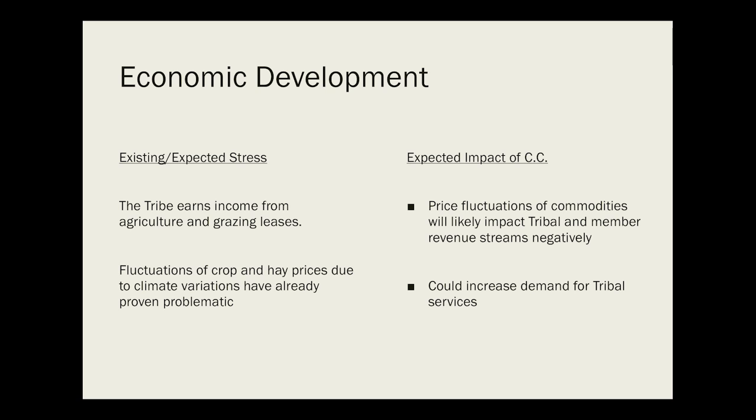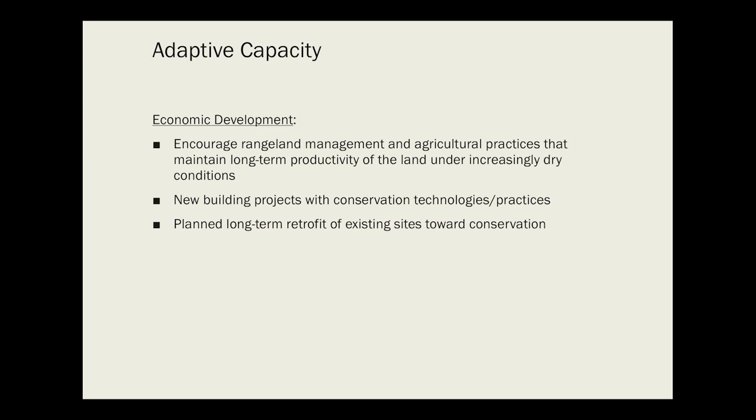At the same time, these same conditions could increase the demand for tribal services at a time when it is less able to provide those services. In terms of the adaptive capacity, the steering committee acknowledged that it would be important to encourage rangeland management and agricultural practices that will better cope with the varying climate projections. In addition, new building projects should include conservation technologies, and existing buildings should undergo a retrofit for water conservation.